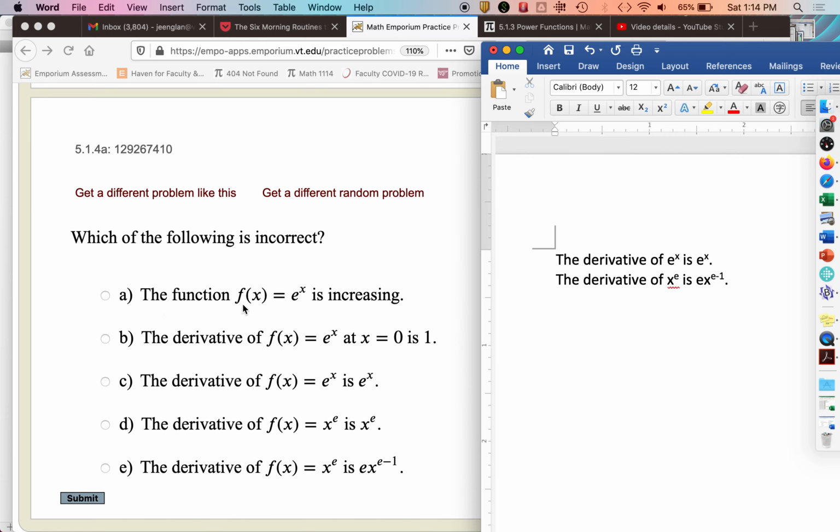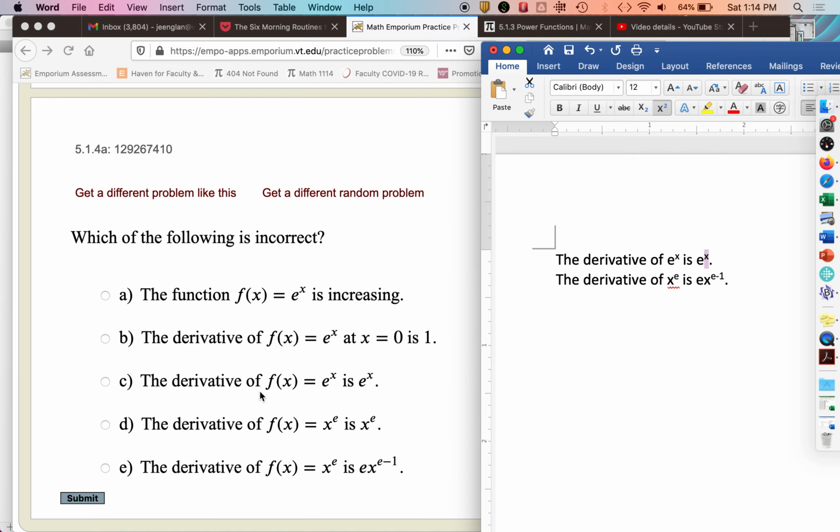Statement A says the function f of x equals e to the x is increasing. Yes, it reminded us what e to the x looks like. So statement A is true, but we're looking for which one is false. Statement B, the derivative of f of x equals e to the x at x equals 0. So if I plug in a 0 here, right, e to the 0, do I get 1? Is e to the 0 1? Yes. So statement B is true.